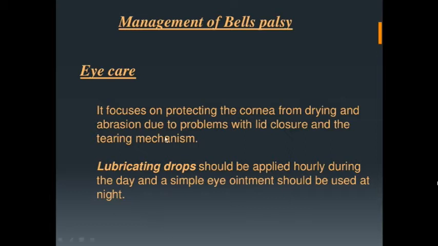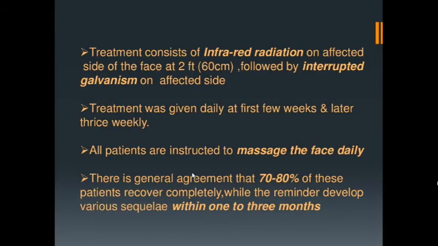How do you manage a patient of Bell's palsy? Eye care is very important, because you have seen that the patient, even on forceful closure, is not able to close his eyes completely. So till the facial nerve function recovers, you have to take care of the eye. Otherwise, what will happen? There will be exposure keratitis. So you have to focus on protecting the cornea from drying and of course abrasions. So lubricants and antibiotic drops should be continuously applied to avoid any eye injury till the facial nerve gains its function. Apart from that, what will you do?